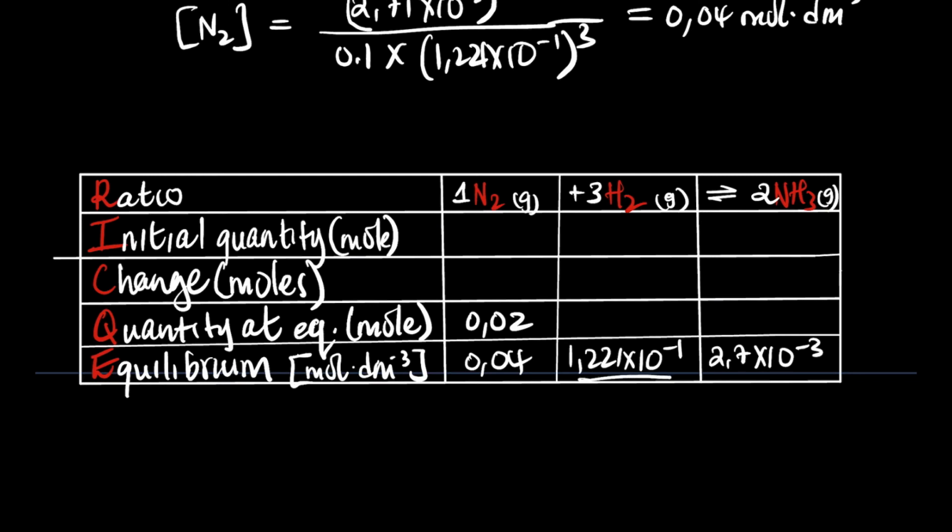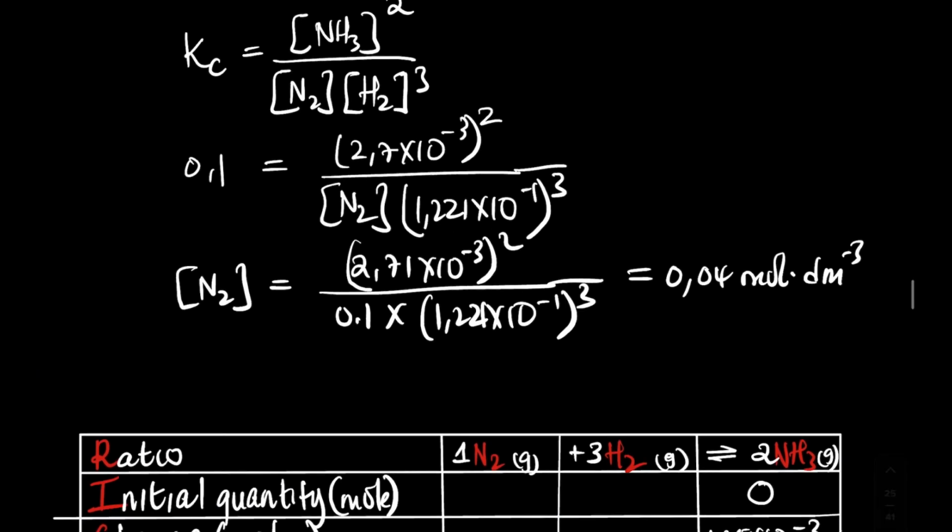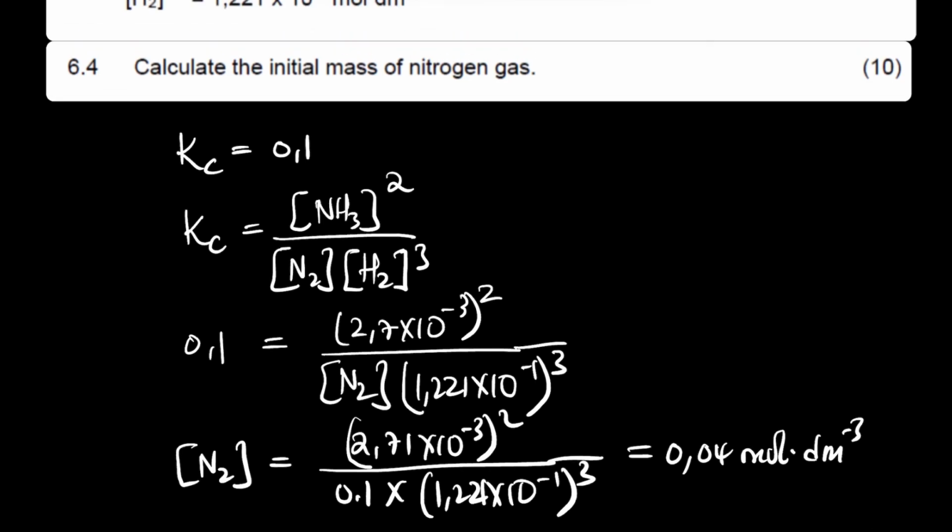So if we multiply by volume, we'll have 0.06, and then here when we multiply, it's going to be 1.35 times 10 to the power negative 3. And we know this number of moles at equilibrium is the same number of moles here. So we'll put that value there again, 0.35 times 10 to the power negative 3, and then it will be 0 there, right? The question says calculate the initial mass of nitrogen gas.